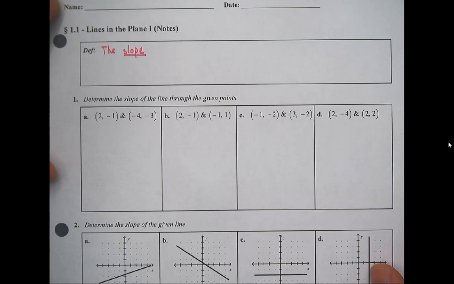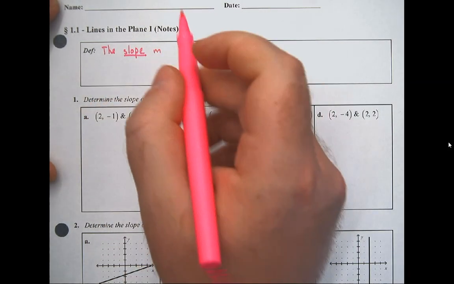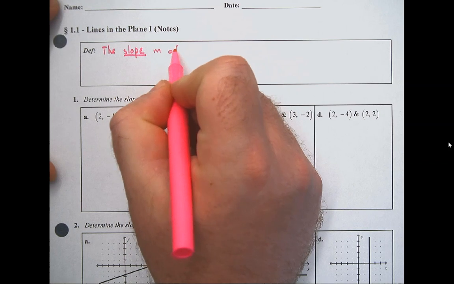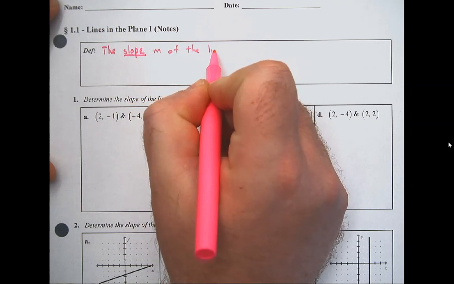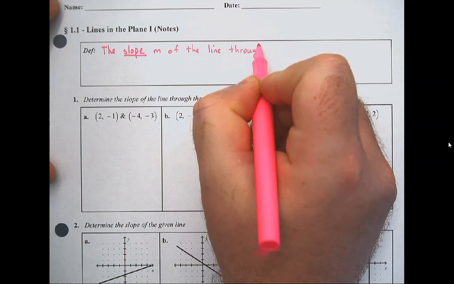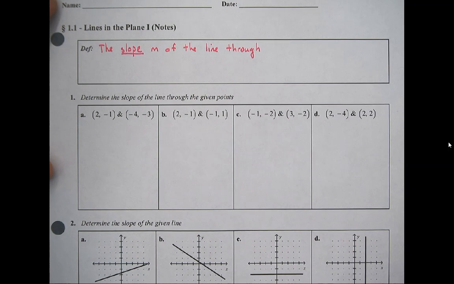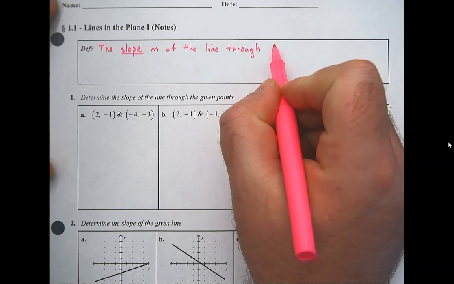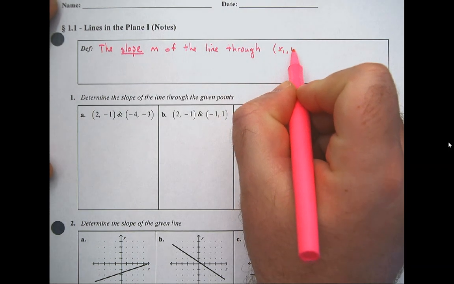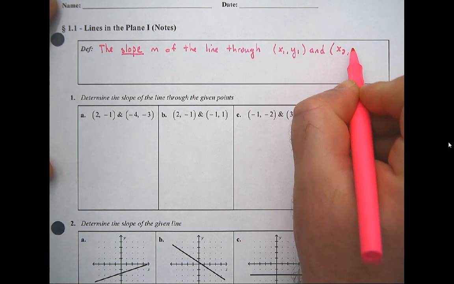And do you remember the symbol that we use for slope? It's M. The slope M of the line through, okay, now we got to have 2 points. Now these are just two random points. So one random point would be the point x comma y. But we need another point also called x comma y. So we use a subscript where we call the first point x1 comma y1 and the second point x2 comma y2.